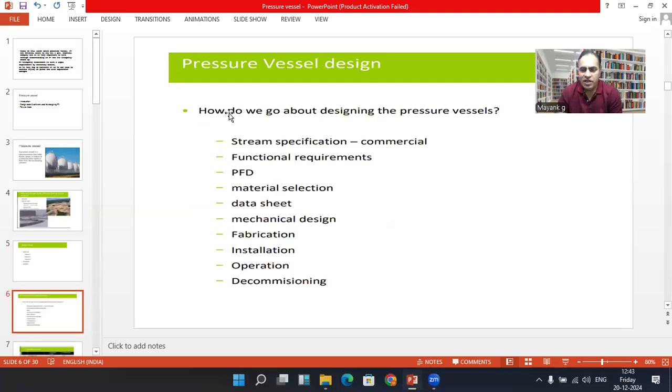When we are designing any pressure vessel, these are the things that are taken into consideration. First is the commercial aspect. Then we have the functional requirements: what is the expected requirement from that pressure vessel? Then we have the PFD, which is also called the process flow diagram. Then metal selection, data sheets, mechanical designing, fabrication, installation, operations, and once the life cycle is finished, the decommissioning.